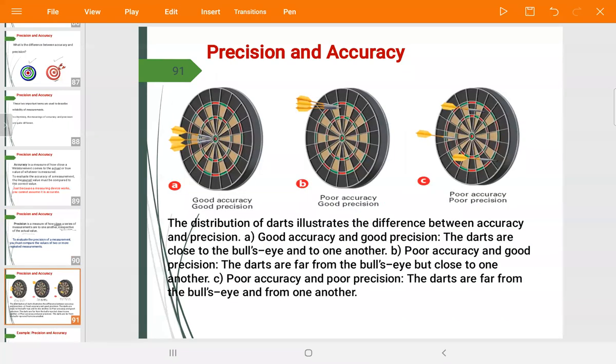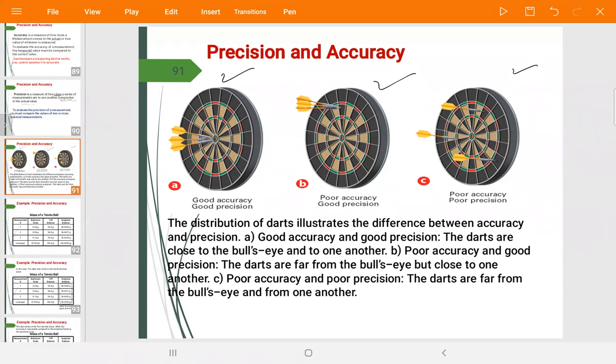Now, let me give you this. For example, the first dart has good accuracy as well as good precision, right? Can you see this? Yes. A has good accuracy as well as good precision. B, however, has good precision but not accuracy, because the data are closely related. Now, when you see these spread apart, this measurement is neither accurate nor precise. So this is the difference between precision and accuracy.